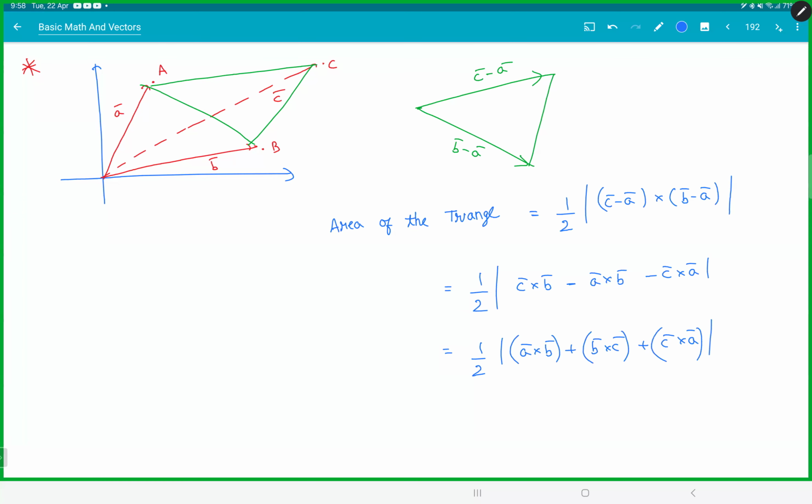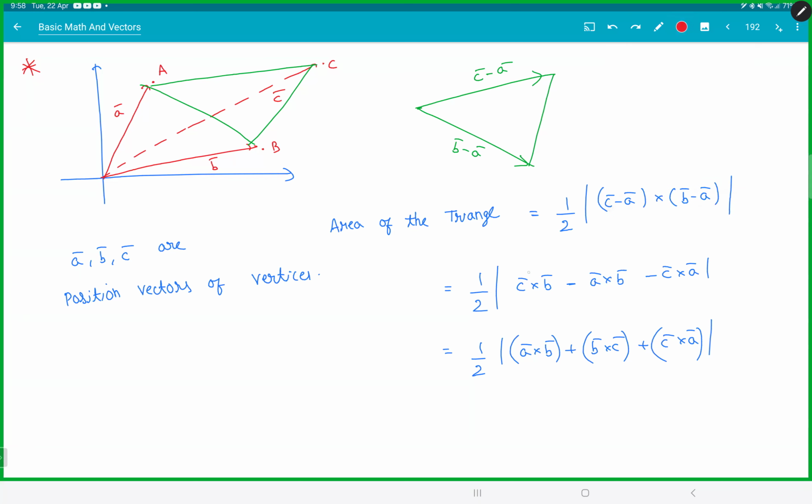So instead of giving the sides of a triangle, if you give me the position vectors of the vertices, so here A bar, B bar, C bar are the position vectors of the corners of the triangle. This is the formula. I simply flipped it. I just wrote C cross B as minus B cross C and took out the minus sign.